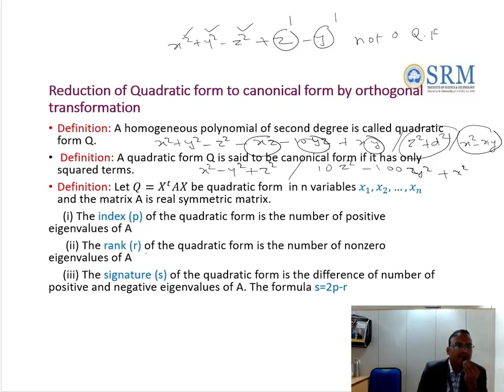What is the index? The index of the quadratic form is the number of positive eigenvalues of A. That is nothing but your index. And the rank of the quadratic form is the number of non-zero eigenvalues of the matrix A. And the third one is the signature of the quadratic form, which is the difference of positive and negative eigenvalues of A. The formula is S equal to 2P minus R, where P is the index and R is the rank of the matrix.